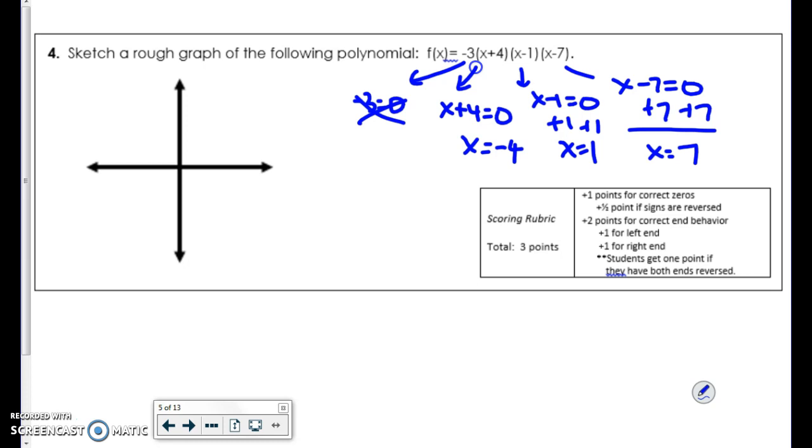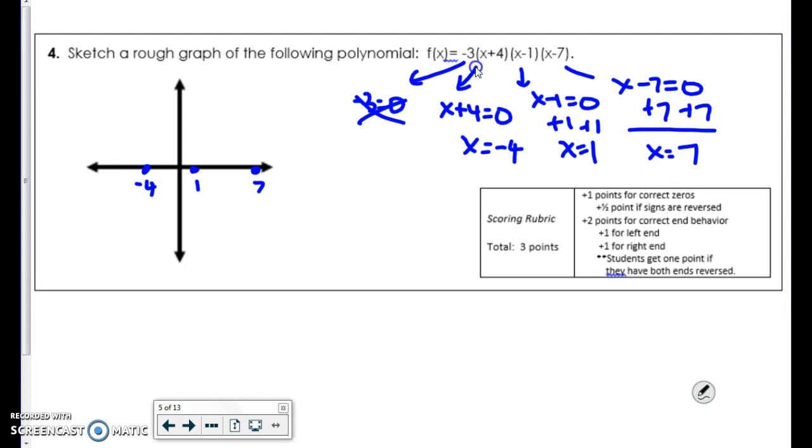So before I do anything, I'm going to make sure I can graph those correctly. So I've got negative 4 is approximately right there. I got a positive 1, which would be really close to the y-axis, right about there. And I've got 7, which would probably be somewhere out there. All right. So now let's talk about the logistics of this thing.